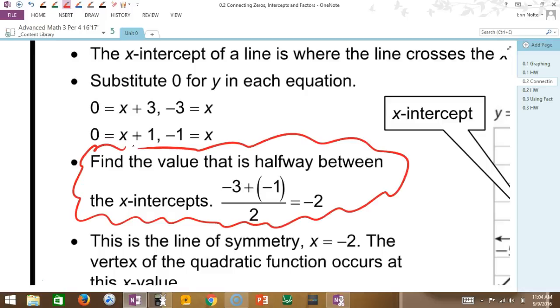So all I do is take those x-intercept values, -3 and -1, and add them together, so -3 plus -1 makes -4. Then I divide it by 2, and that gives me an x value of -2. So this is giving me the h of my vertex.